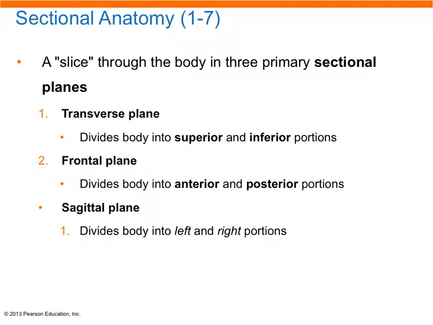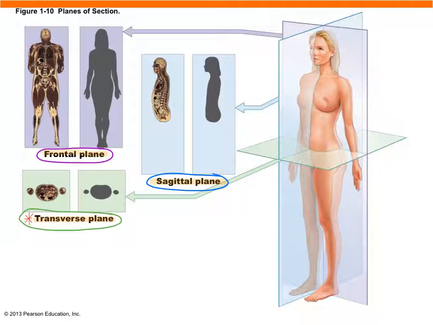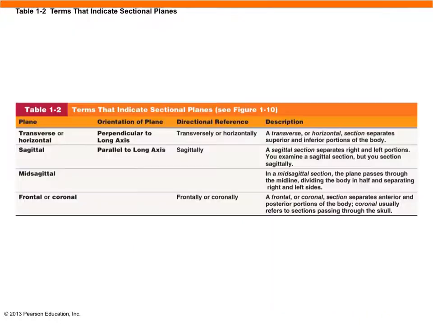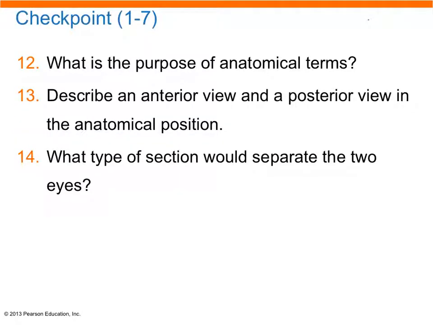Now, the general anatomy of the body can be divided into 3 planes, or we can divide the body into 3 primary sectional planes. The first is the transverse plane. That divides the body into superior and inferior, or top half and bottom half. The frontal plane, which divides the body into anterior and posterior, and the sagittal plane divides the body into right and left portions. These are the images showing you the frontal, transverse, and sagittal plane. Go over the checkpoint and look at them and see if you can answer these questions.